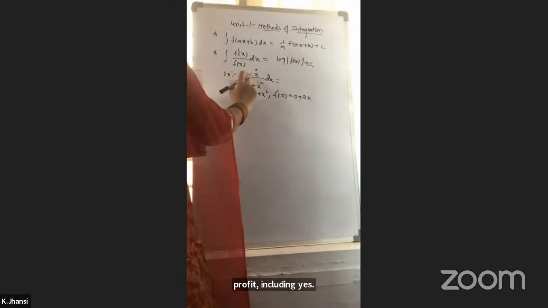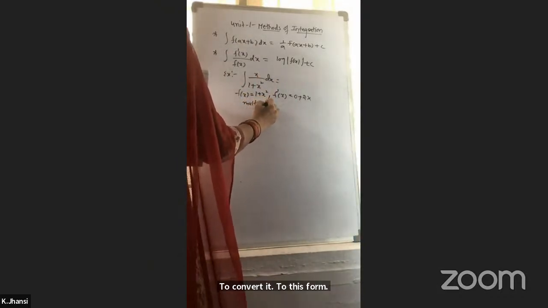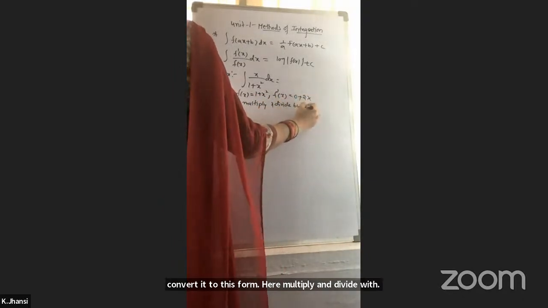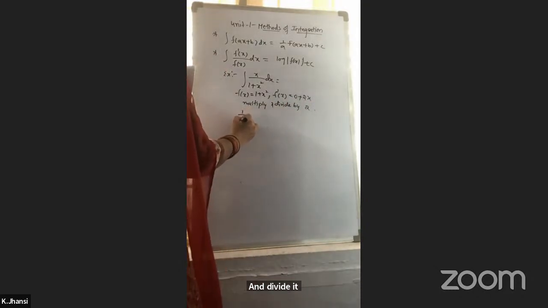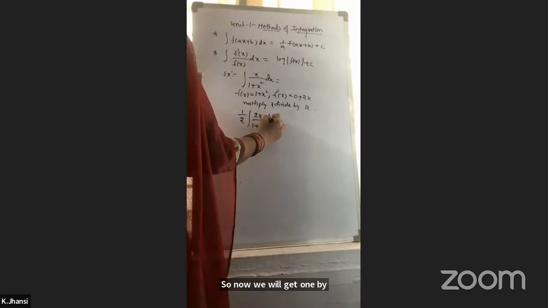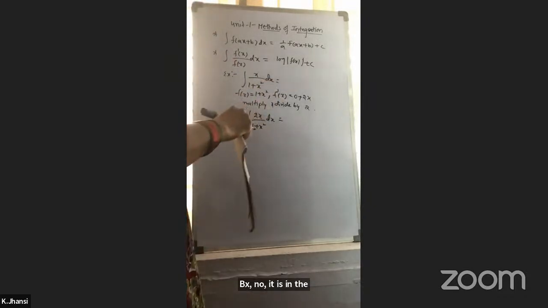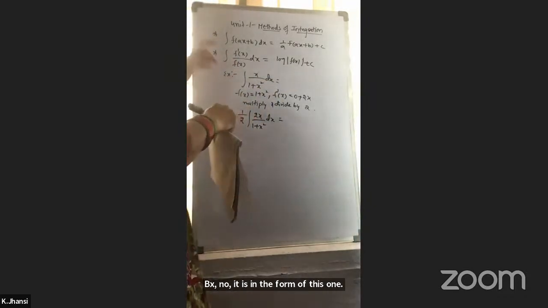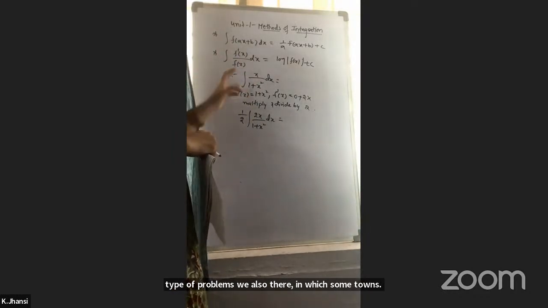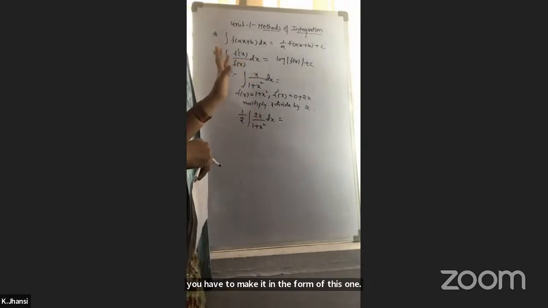So to convert it to this form, multiply and divide by 2. Now you will get 1 by 2 integration of 2x by 1 plus x square dx. Now it is in the form of this formula. Such types of problems will also be there in which some terms will be missing. In such cases you have to multiply and divide, or anyway make it in the form of this one, so that you can directly apply the formula here.